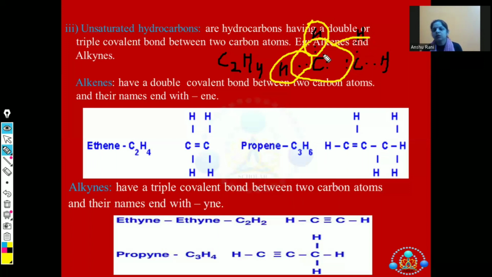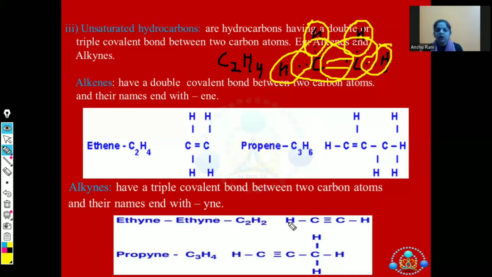And this is another carbon atom completing its octet. Hydrogen is completing its duplet. In this way, it will make a carbon-carbon double bond. This would be the structure.